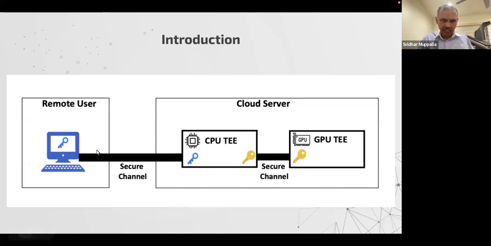One is for communication with the remote user. The remote user could be none other than you, working on a laptop, trying to connect from your browser. That's where the shared key is used between the remote user and the CPU TEE. And this other shared key is generated between the CPU TEE and GPU TEE, again used for secure communication between them.